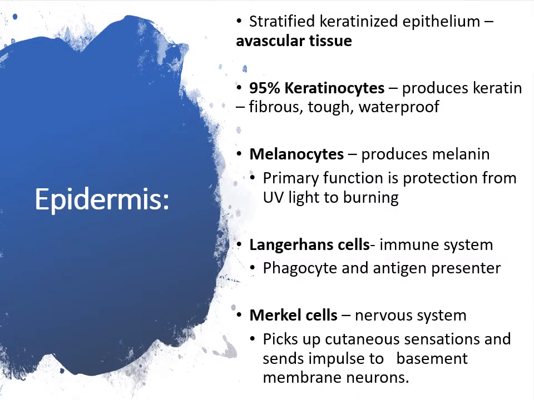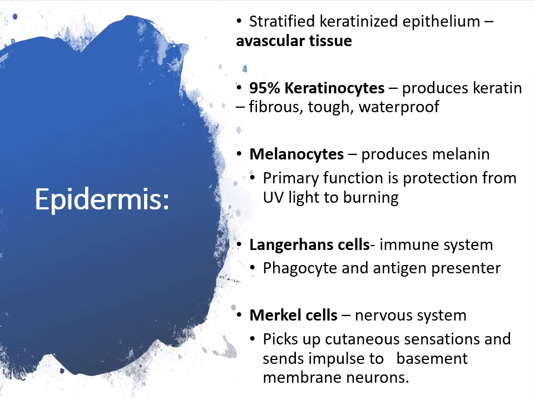Okay, let's just talk about the epidermis a bit. So the epidermis is the top layer, and it's stratified keratinized epithelium. Okay, avascular. So there's no blood supply to the epidermis. Okay, and 95% of the cells are keratinocytes, which produce keratin, which is this tough substance that's waterproof. Okay, so it gives the skin protection, and it also waterproofs the skin by these keratinocytes.